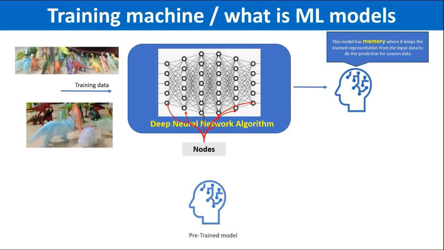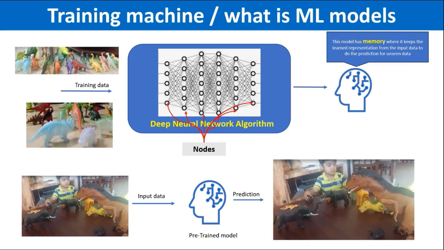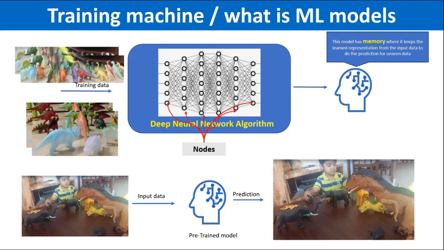Then we test this model with new input data called testing data to check if it is able to identify a dinosaur inside an image. This is called prediction by this trained model. When we realize that it is still not up to the mark of identifying a dinosaur in the given image, then we further train with more data. Let this deep neural network learn more patterns and let it update its memory with more learned patterns and produce an updated model.